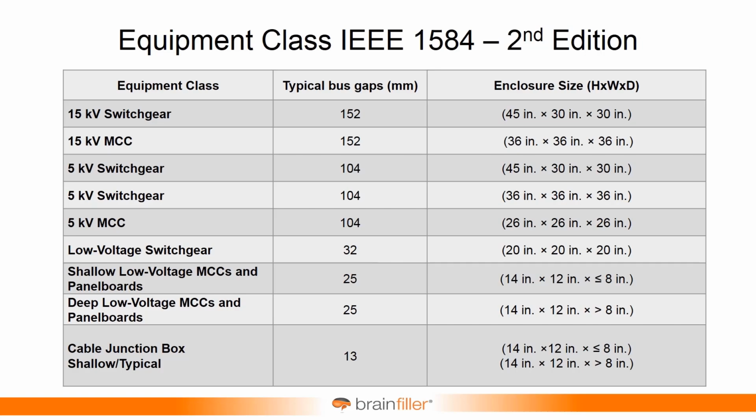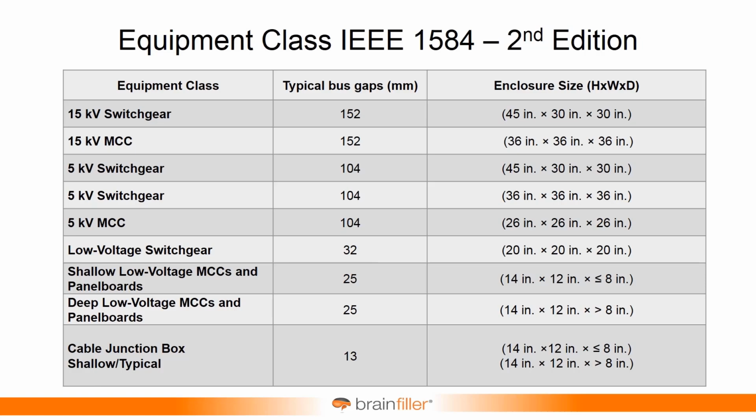And so starting at the top, we have 15 kV switchgear. We're still using the 152 millimeter gap, same thing that we had before. And we have an enclosure of 45 by 30 by 30. And then we had 15 kV motor control center, 152 millimeter gap, but the size is smaller for a motor control center. And then we have 5 kV switchgear of a larger enclosure size, and then 5 kV with a smaller enclosure size. 5 kV motor control center, low voltage switchgear.